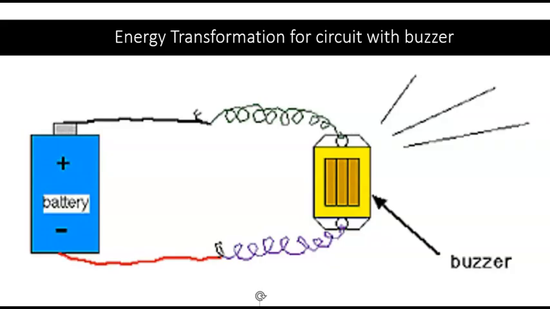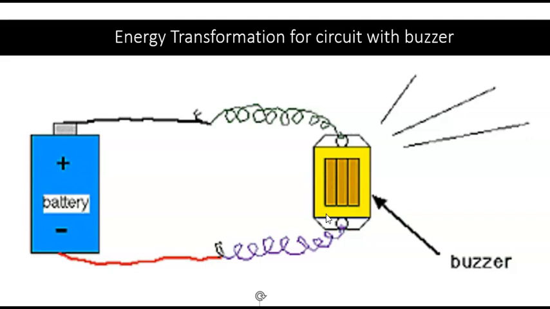All right, for the last one, I figure we'll go back to one of the ones that we built while I was there. So here is a circuit with a buzzer. So this one, I would like you to put three energy transformations. Well, two transformations, three different words, blank to blank to blank. So go ahead and give it a shot, and I'll be back with you in a minute.